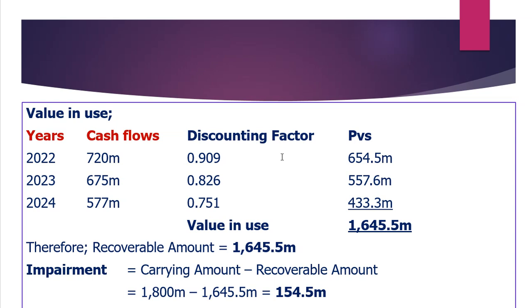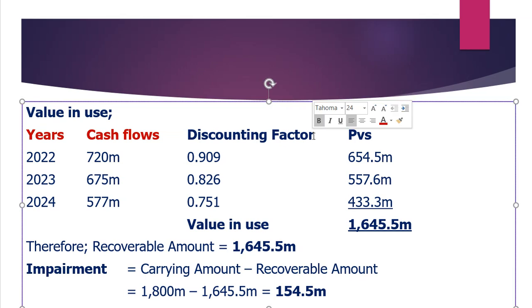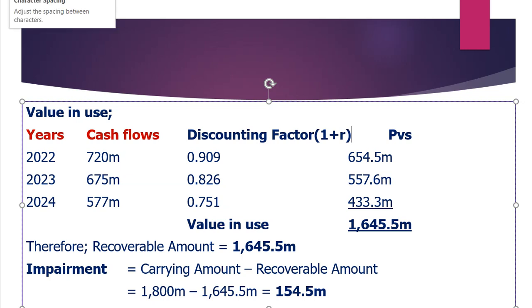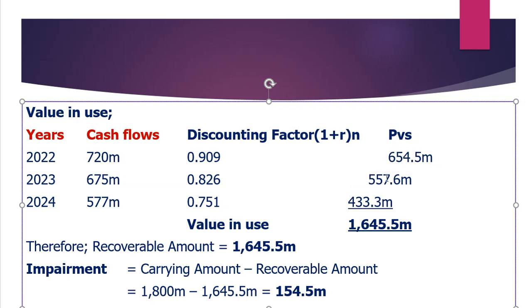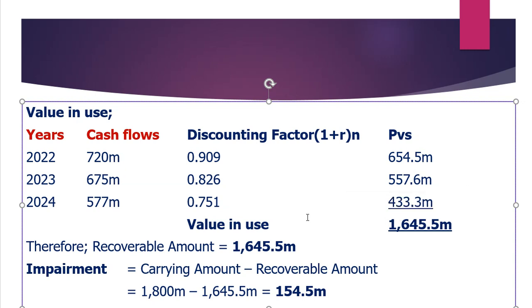We are going to get the discounting factors. How do we get the discounting factors? We use the formula. The formula is 1 plus r to the power negative n, where r is the rate and n is the number of years. So for year one, our year one is 2022. In year one, our n becomes 1.